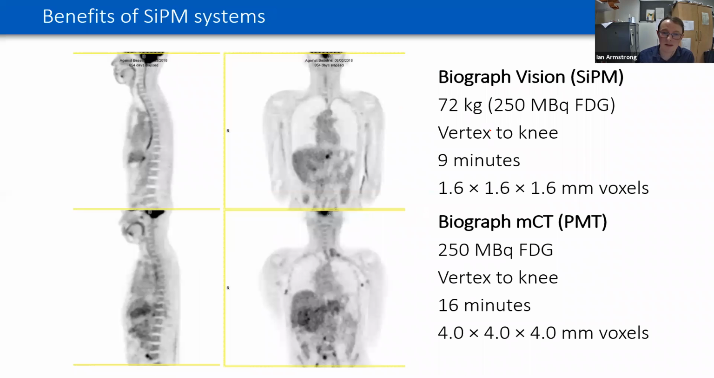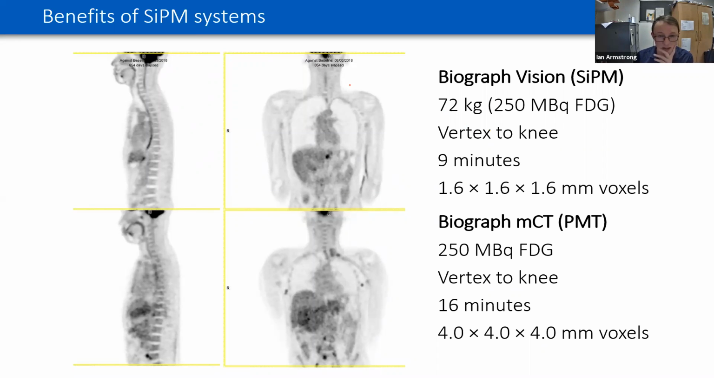So just moving on to a little bit of our experience. As Peter hinted at in the introduction, 10 or 11 years ago now, we had a Biograph MCT, and then we replaced that in 2018 with a Biograph Vision. We've had a very gradual optimization and familiarization process with that system, with multiple updates to the scan protocols, reconstruction parameters, etc. So here is where we have arrived at now.